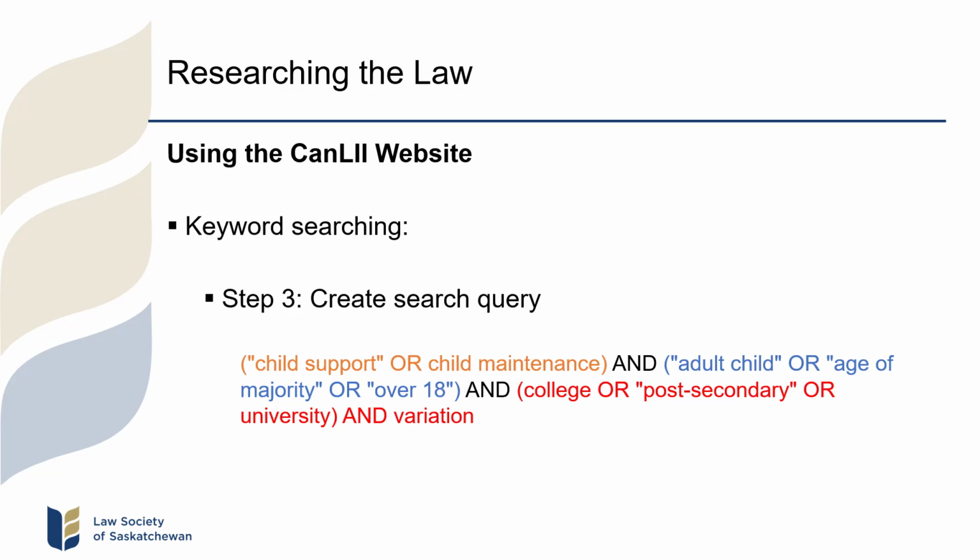The first 3 concepts include synonyms separated by the OR operator and enclosed within brackets. We're using the OR operator to separate the synonyms because we don't need all of the synonyms represented in the search results. We just need at least one of the synonyms for each concept represented in the search results.